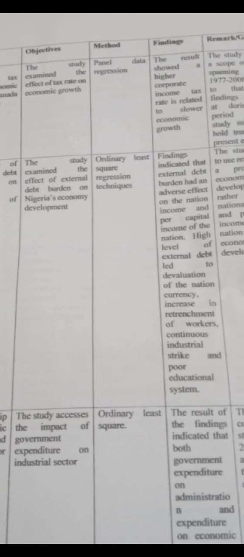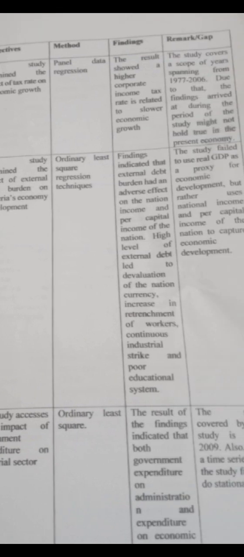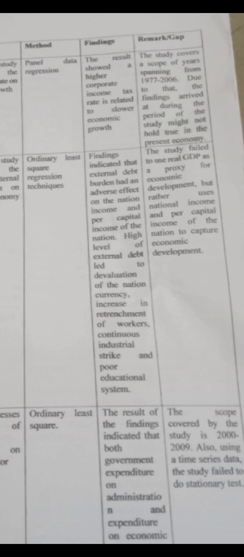The method used, panel data regression, was used. This one doesn't show the variables. That is the indicator used, as we saw in the first literature map that I showed you. And the findings there, the result showed a higher corporate income tax rate is related to slower economic growth.